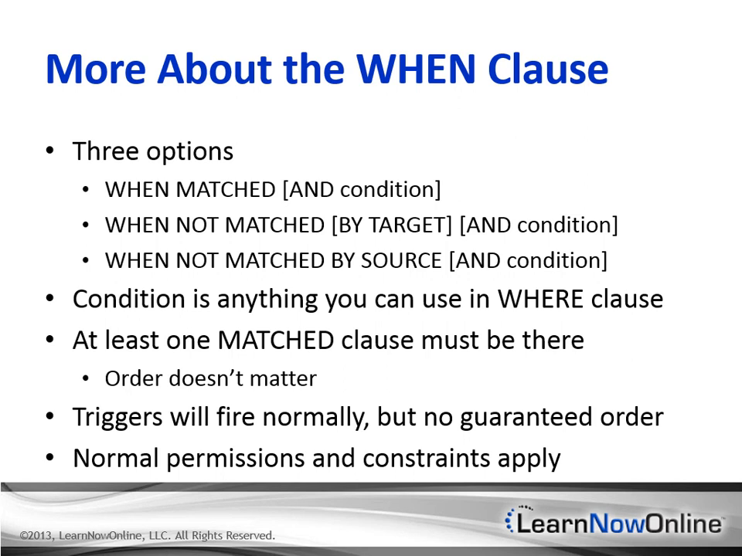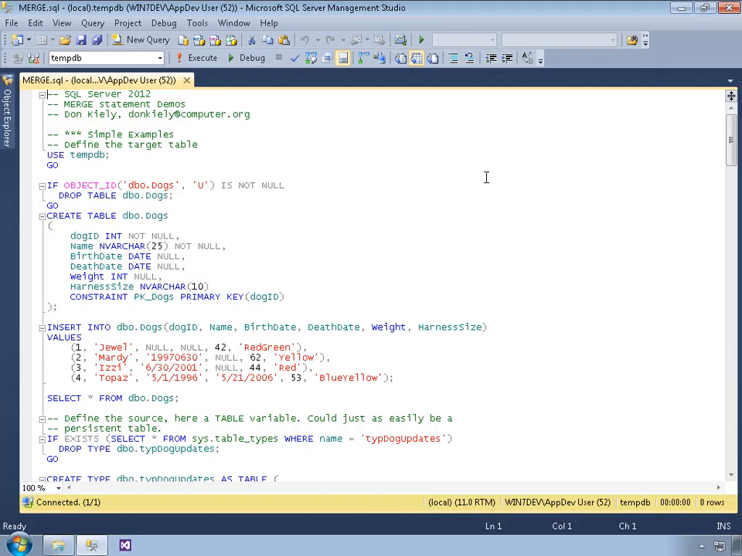All right, so let's take a look at how a merge statement works. In order to demonstrate the merge statement, I'm going to use a dogs table that I'm going to create within the tempdb database. So here's the code. It's going to create the dogs table, and it consists of a dog ID, name, birth date, death date, weight, harness size, and it has a constraint that this is the primary key. Okay, so a fairly typical table includes general information about dogs that you might want to record.